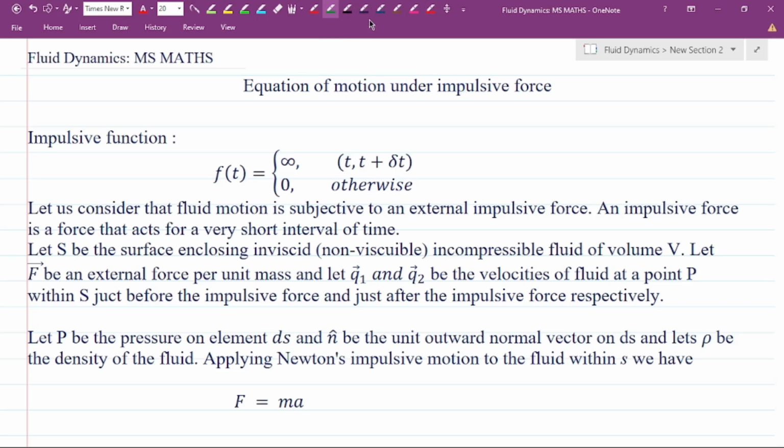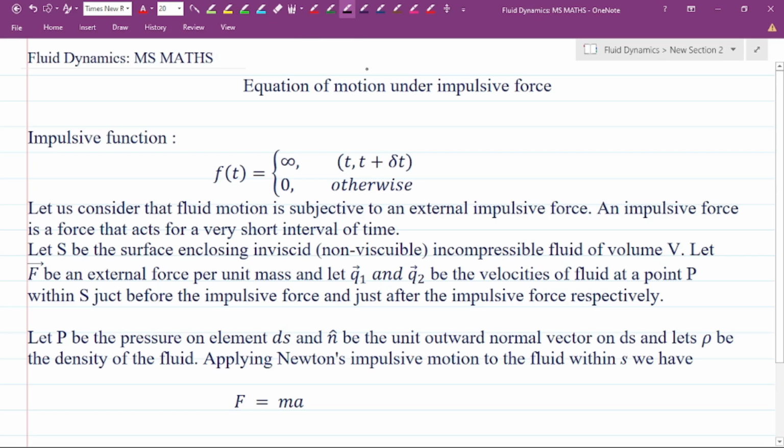In this video, I will discuss the equation of motion under impulsive force. First of all, we should have an idea about what impulsive forces are. Before going to impulsive forces, we should know what the impulsive function is, or what the meaning of impulse is.